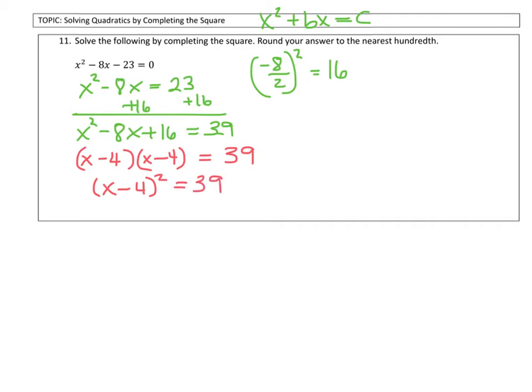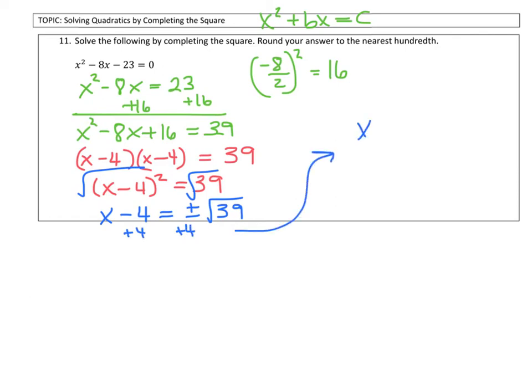And now I'm ready to do what I did on the last question. I need to undo that squared, so I take the square root. And again, when I do that, I need my plus and minus square root 39. This time 39 is not a perfect square, so I just leave it under the radical. I'm going to go ahead and move the 4 over. So I'm going to bring it over here, x equals 4 plus or minus the square root of 39.